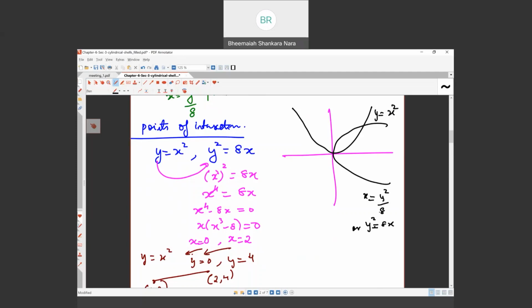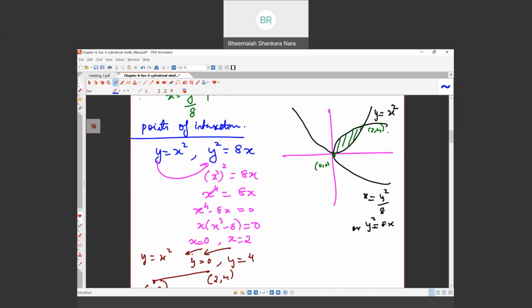Now these are the intersecting points, (0, 0) and (2, 4). So here is the shaded region, the region between the two curves. The question asks us to set up the integral that would give the volume of the solid obtained by rotating the shaded region, bounded by the given curves, around the x-axis. So you will rotate this region about the x-axis.